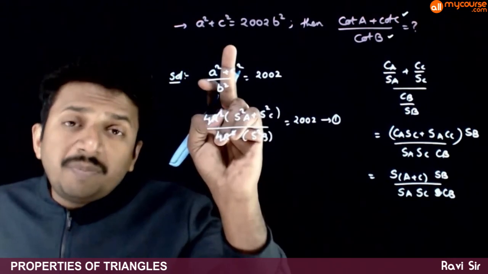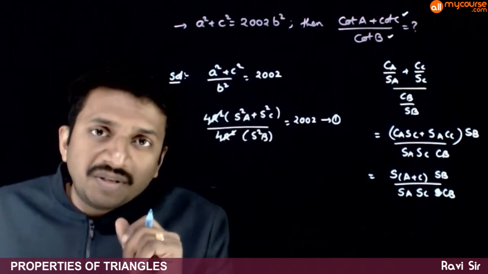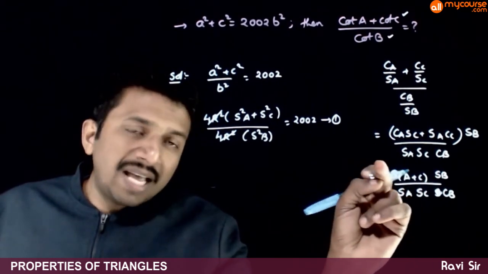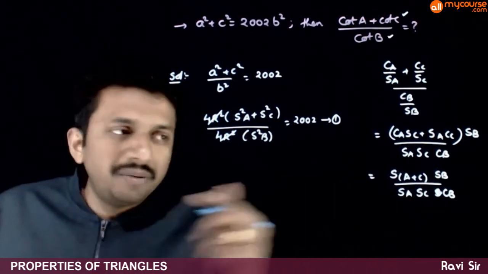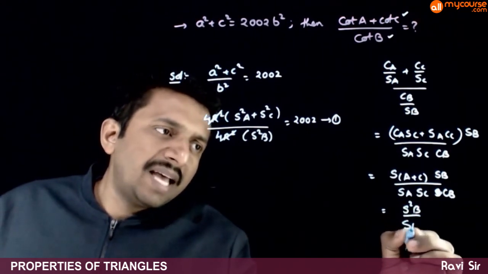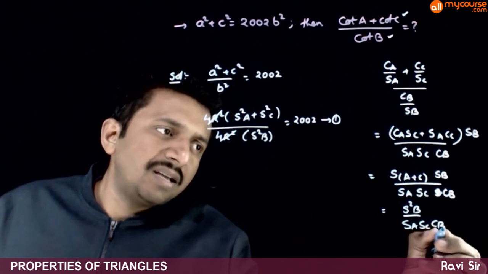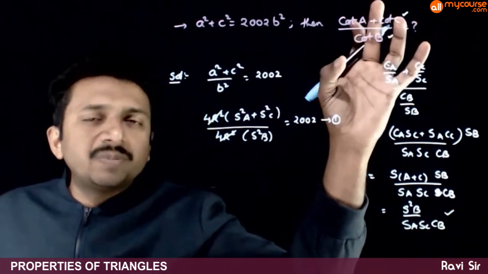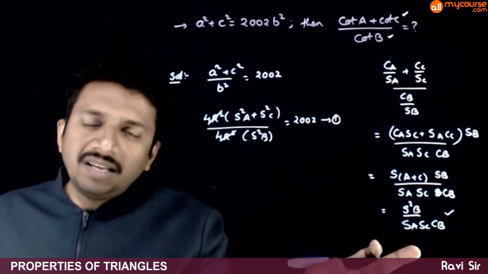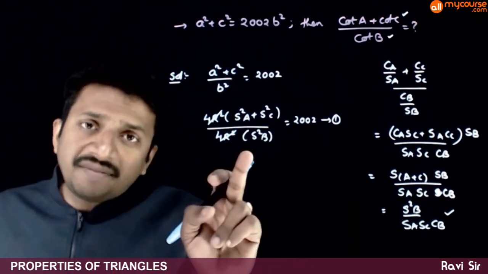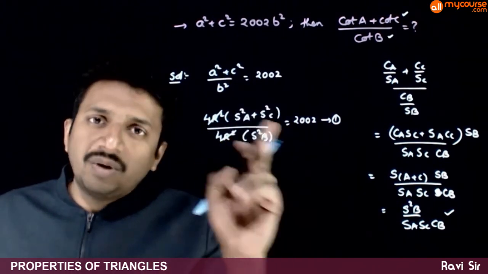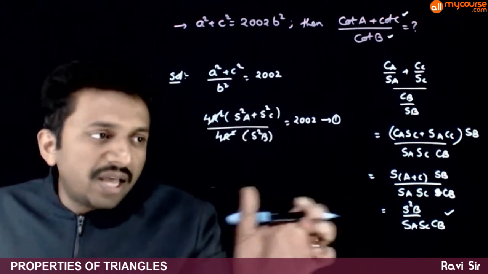And A plus B plus C is equal to 180 degrees, because ABC is a triangle. Hence A plus C can be written as 180 minus B, and sine of (180 minus B) is again sine B. So you have effectively sine square B by sine A sine C cos B. So the given expression simplifies to this. If you can find this, then you get the answer. You have this (sine square A plus sine square C) by sine square B is equal to 2002. So can we relate these two?